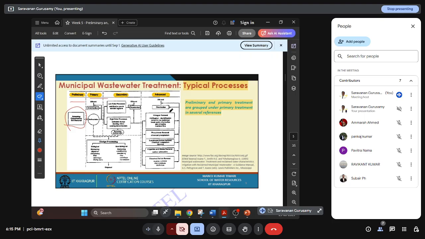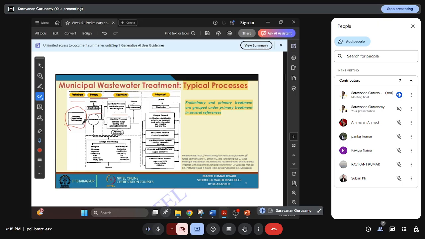Then the advanced treatment process will remove the nutrients. Here we will remove the organics. Here we will remove the solids. And the advanced process will remove the nutrients like nitrogen, phosphorus, potassium, and heavy metals. That all will be removed. Disinfection will come in any process.